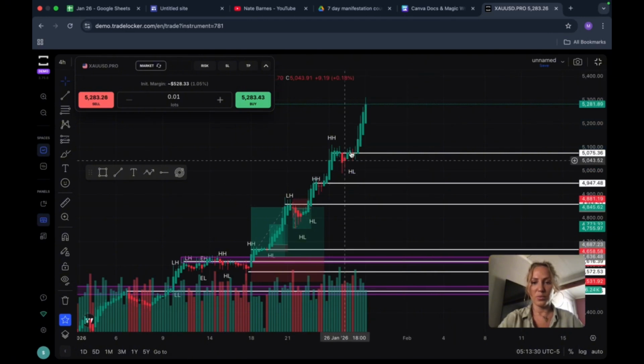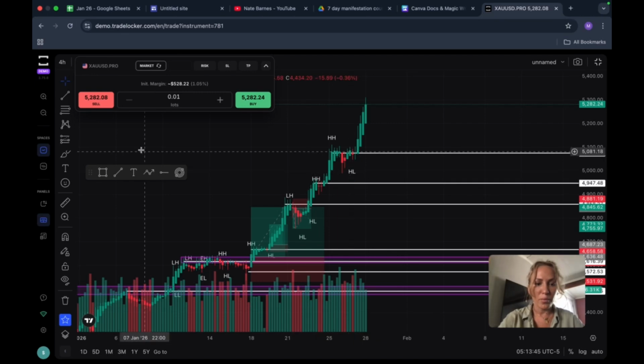What you're looking for is the zone between the last higher high and higher low, if it's bullish, in that direction. Let me see, here it is. So this is your zone.